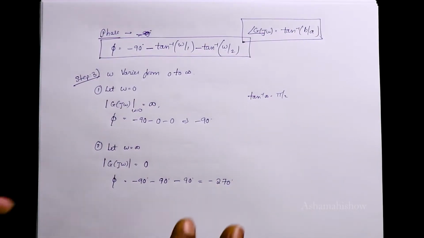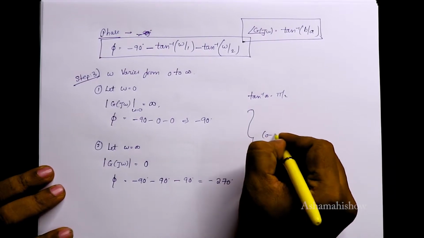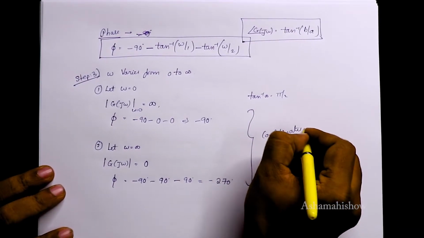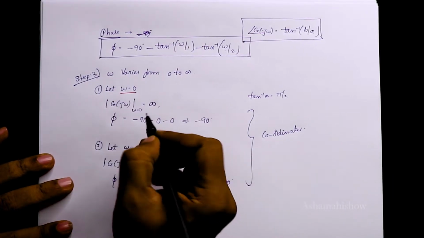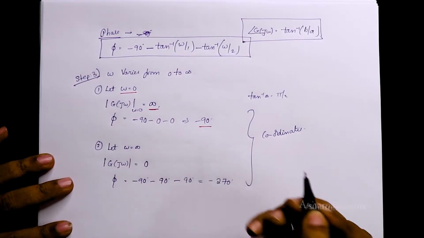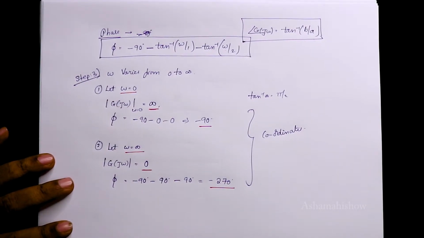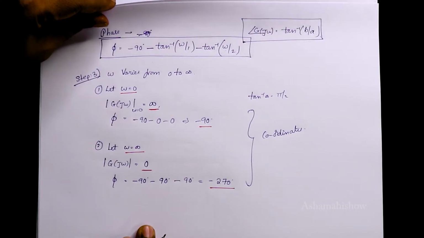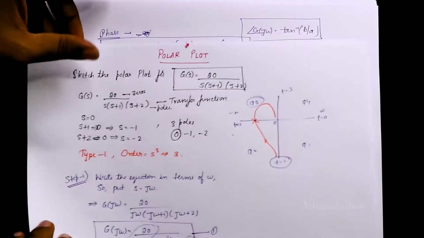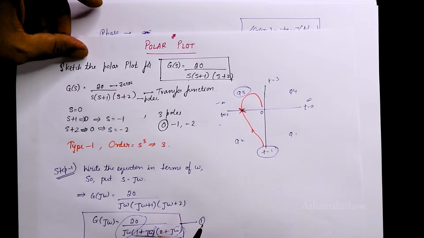You should know the polar plot very clearly, then only you can go for the Nyquist plot. So these two are the coordinates. Now you need to see very clearly. At omega equal to 0, your modulus is infinity and your angle is minus 90. At omega equal to infinity, your magnitude is 0 and your angle is minus 270. That is very important while writing it. Now we need to find the intersection point. As I already said, we need to find the intersection point here. Now let us find the intersection point with step 4.